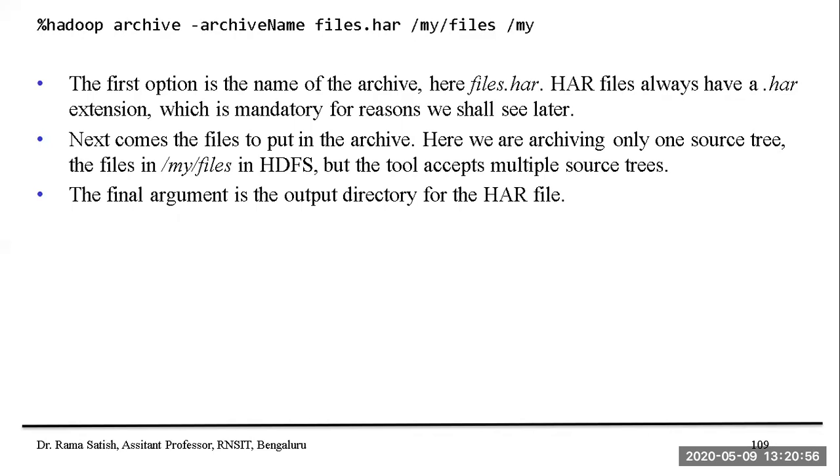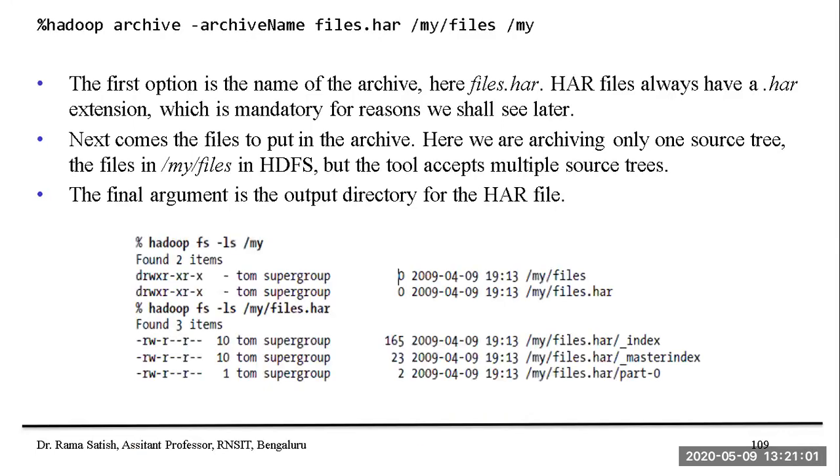The final argument is the output directory, that is where the HAR file has to be stored. Here, it will take all the files from /my/files and store the archive in /my. So this is the directory where files.har is going to be stored. If you list after this archive command, you can see the file files.har. This is the file that you are going to get.